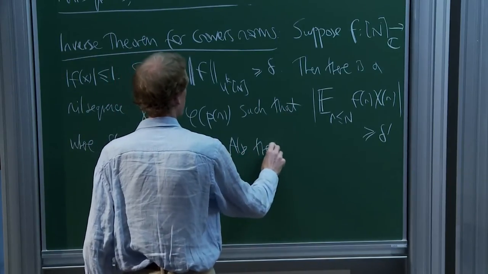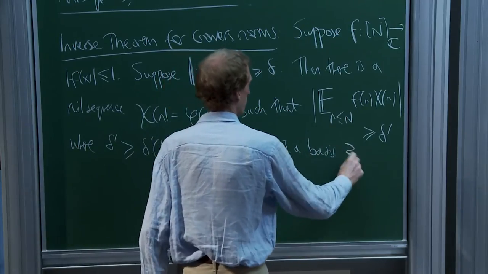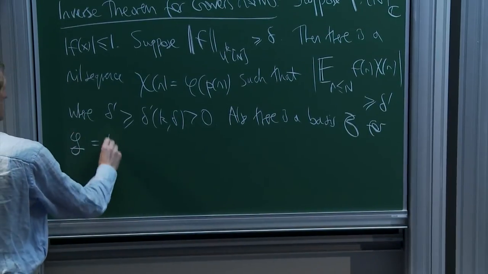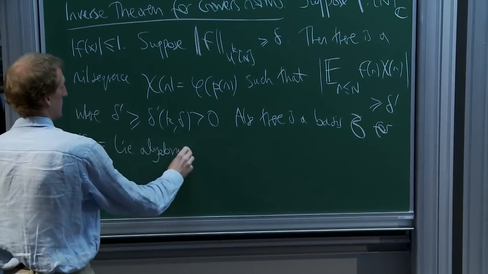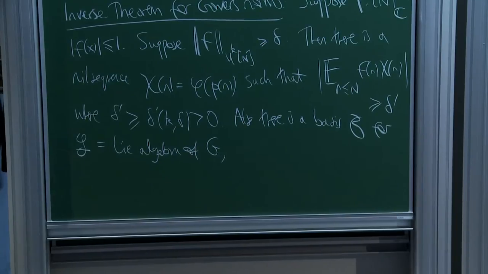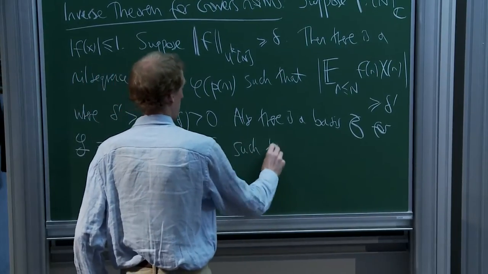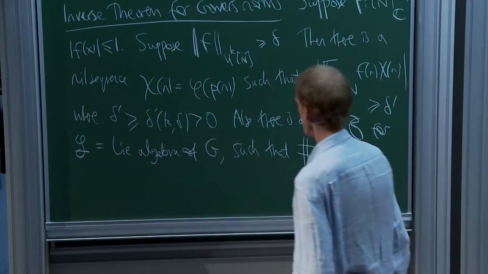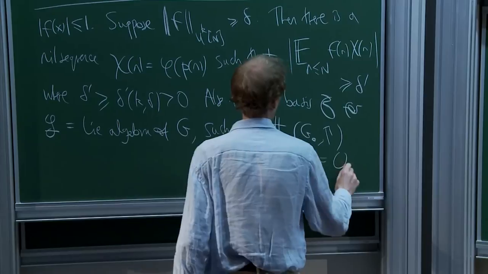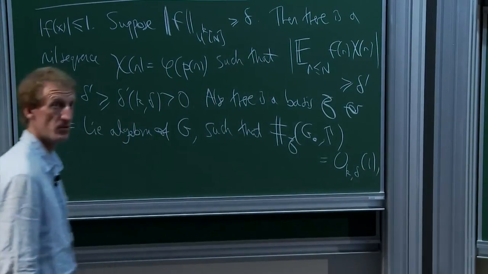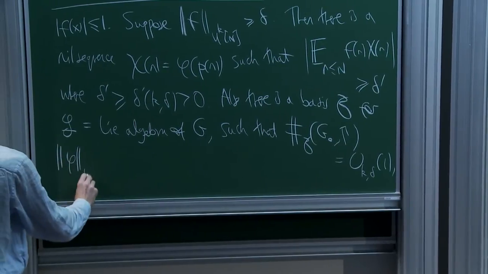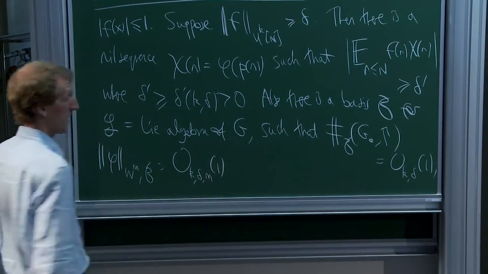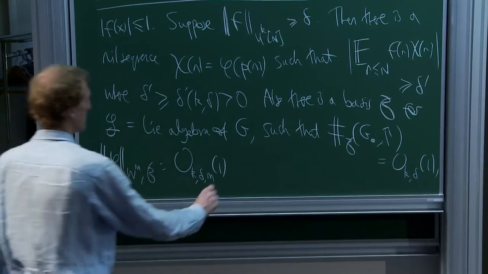So there is a basis B for the Lie algebra of G, such that this notion of complexity that I defined before is bounded. And the smoothness of phi is bounded. And actually, there was one thing I forgot last time. Also, the dimension of G is bounded.